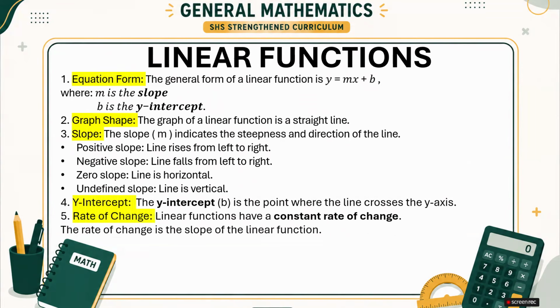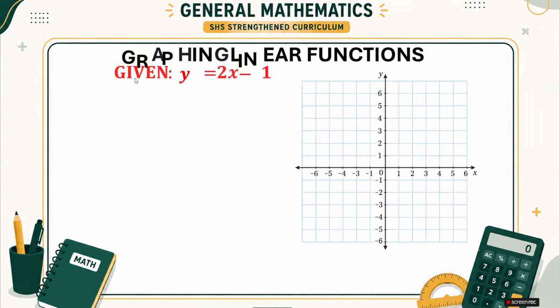So if the slope is positive, then the line goes upward from left to right. So this is a graph that shows a positive slope. If the slope is negative, then the line goes downward from left to right. So linear functions also have constant rate. So do not forget that. Okay? So I will not linger anymore on some of these concepts.